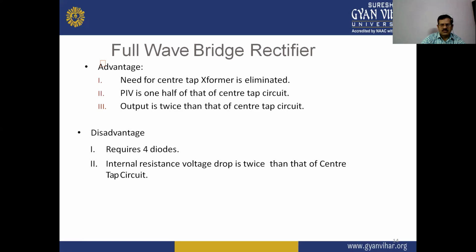There are some disadvantages also. The first disadvantage is that it requires four diodes. And the next one is that the internal resistance voltage drop is twice that of the center tap circuit. So this is the second disadvantage of the full wave bridge rectifier.